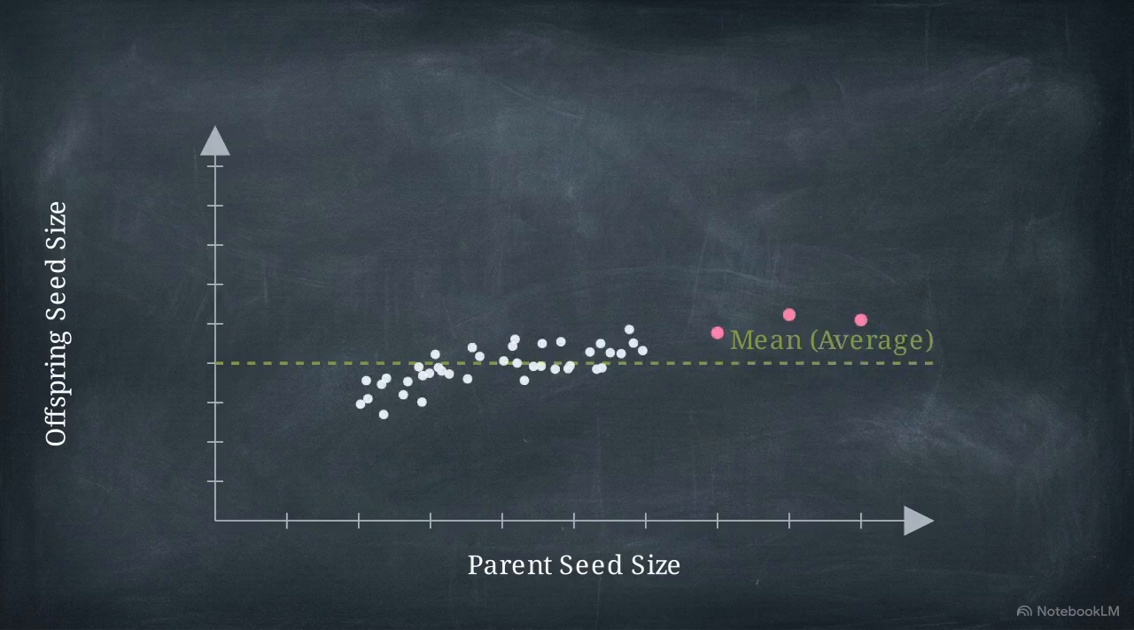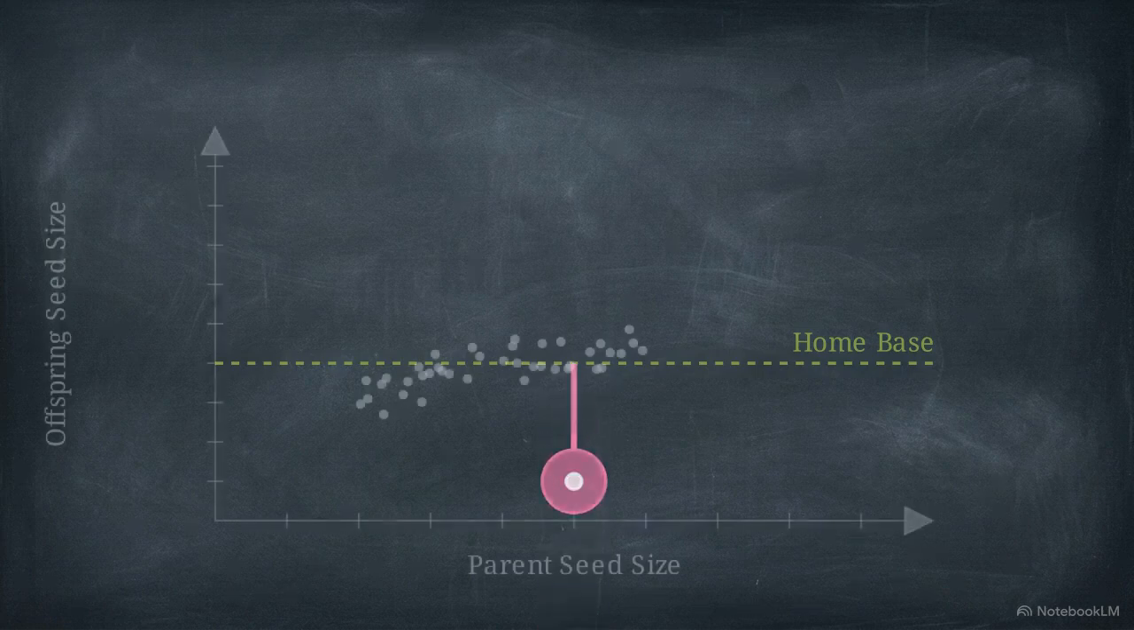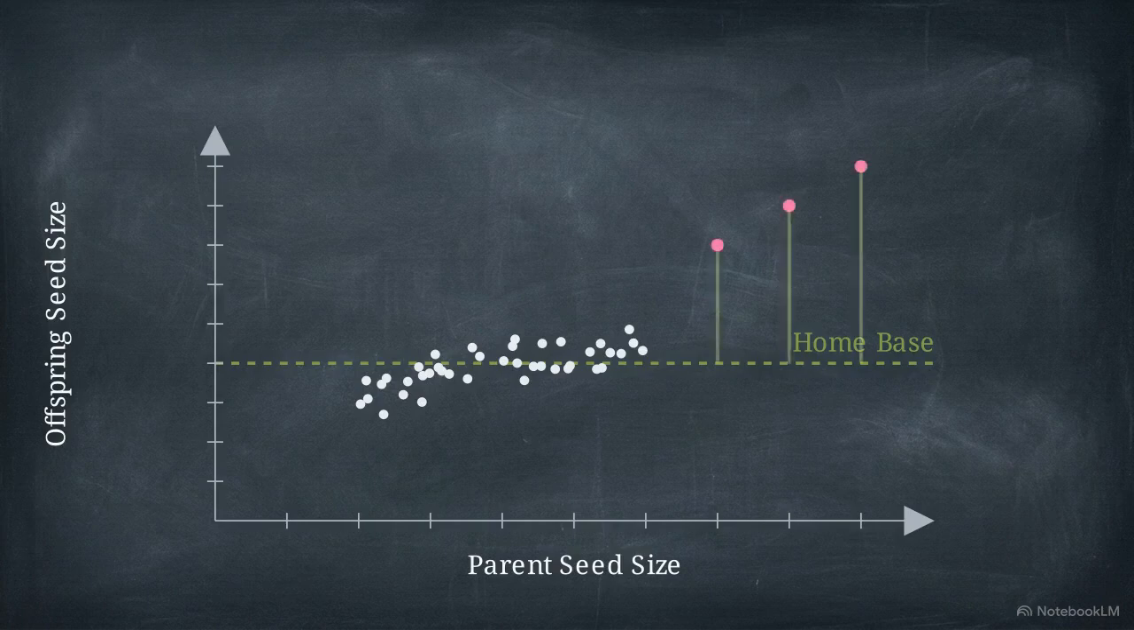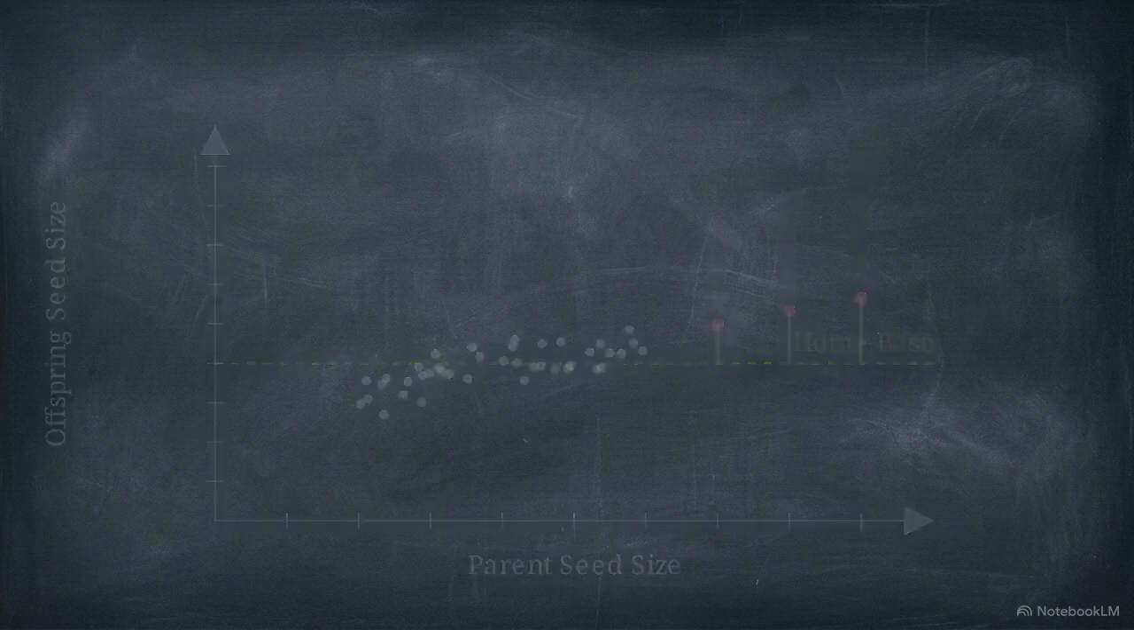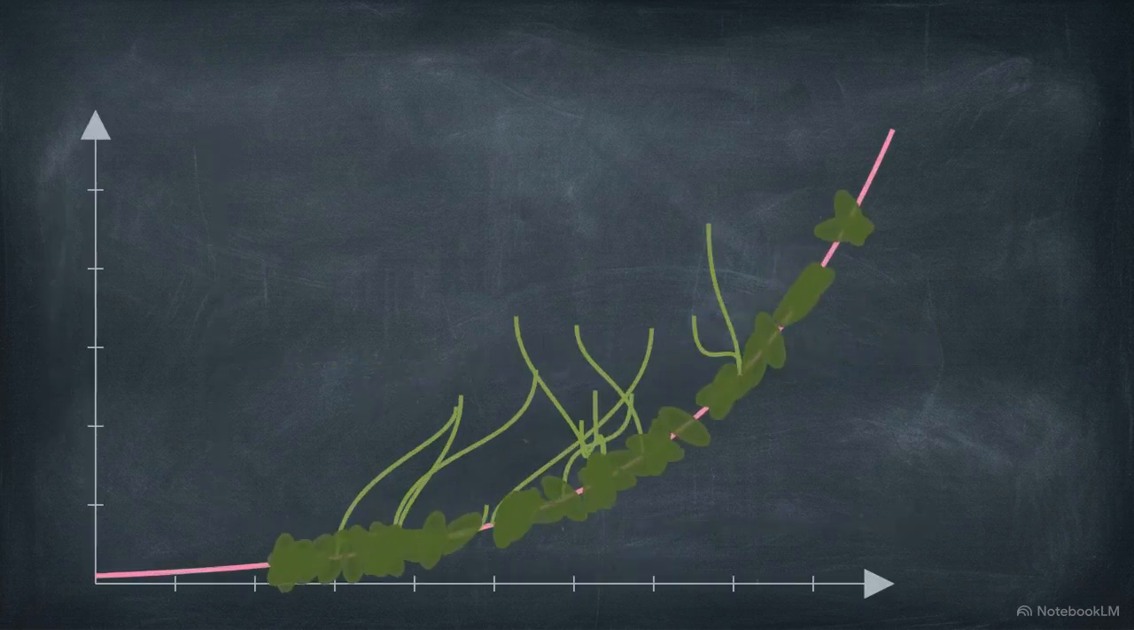Think of the mean as home base. When you throw a yo-yo toward the floor, representing an extreme data point, a rubber band of math pulls it back. Over generations, nature pulls extreme offspring back toward the average. Nature actively damps the outliers. Without this regression, the garden would spiral into a chaotic jungle of infinite giants.